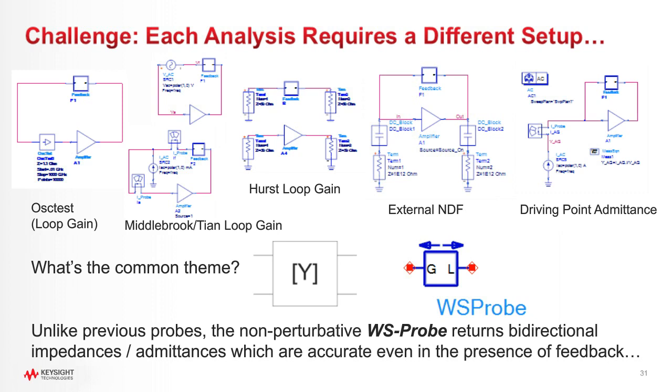So Tom derived a probe that, and I want to be clear, unlike previous probes that were kind of similar to this, returns bidirectional impedances and admittances which are accurate even in the presence of feedback. Some of the previous probes that were out there, like the S probe, are useful, but you'll find that under feedback they break down. They don't give accurate results. And I just showed you that stability problems arise from gain and feedback.